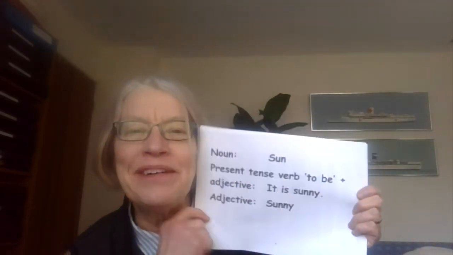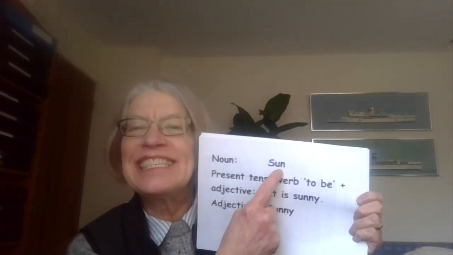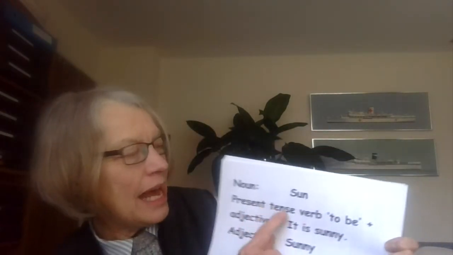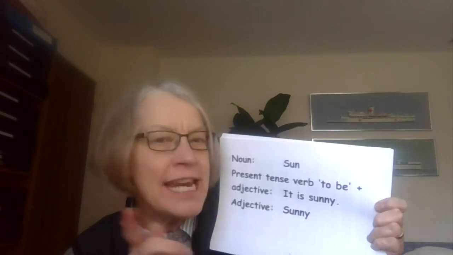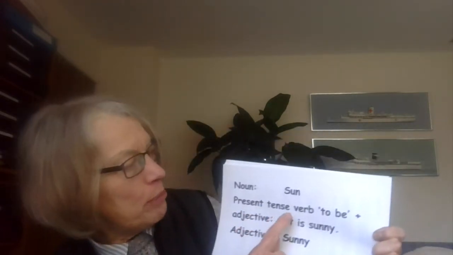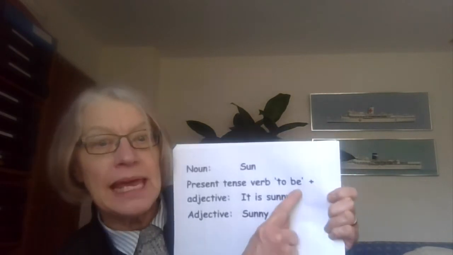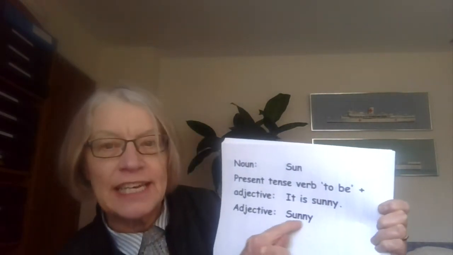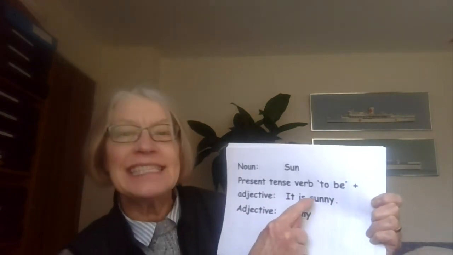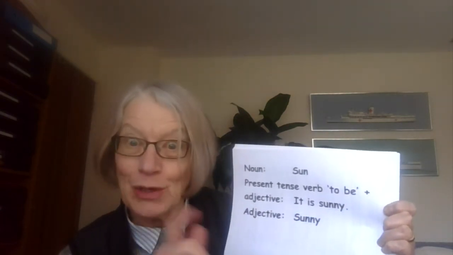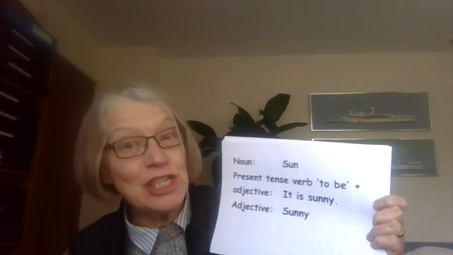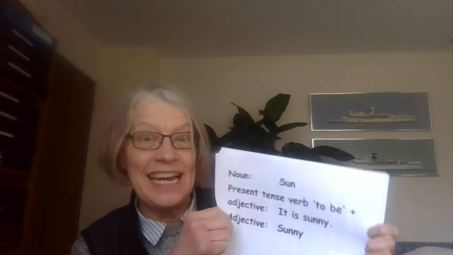And here's a nice one. The noun is sun. We like that because it's nice and warm. And again, we never say it is sunning. We use the present tense of the verb to be with the adjective sunny. So we say it is sunny. Your task, the past tense and the future tense of it is sunny.